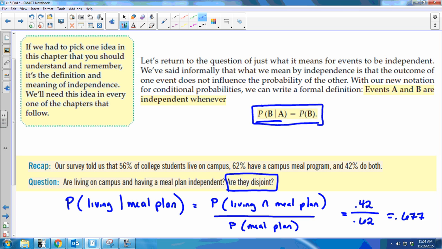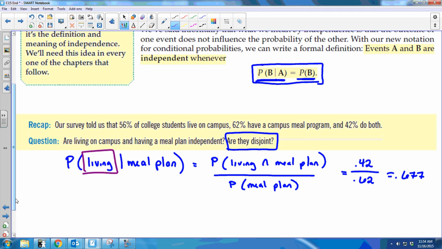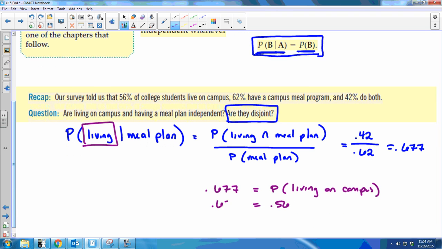So I did the probability of B given A. They're going to be independent if that number equals the probability of just B. So in this case, the probability of B is just living on campus. So does all of this, which was 0.677, equal the probability of living on campus? What's the probability of living on campus? 0.56. Are those equal? So they're not independent.